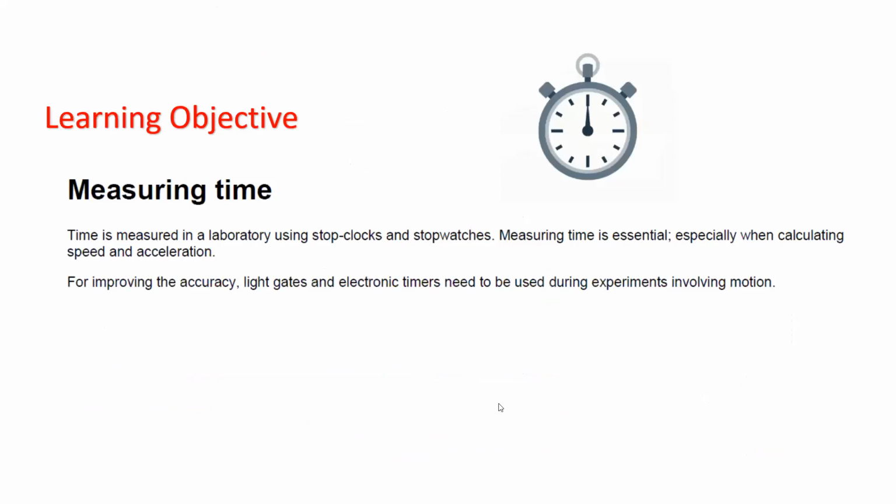Then the next topic. The main topic is length and time, so we have discussed length, but now it's about time. To measure time, we can use different instruments and apparatus. We can use light gates. How light gates are used, you're not studying that in your course. Mainly you will use stopwatches or stop clocks instead of light gates and electronic timers.